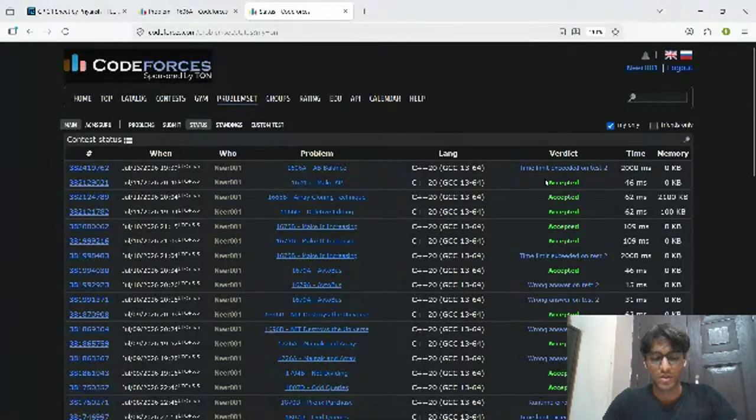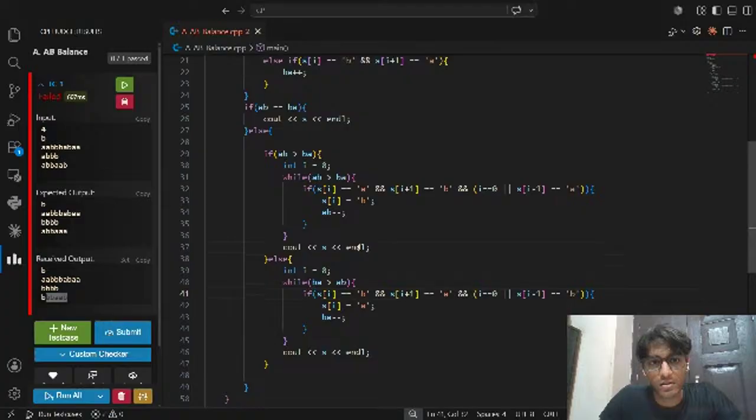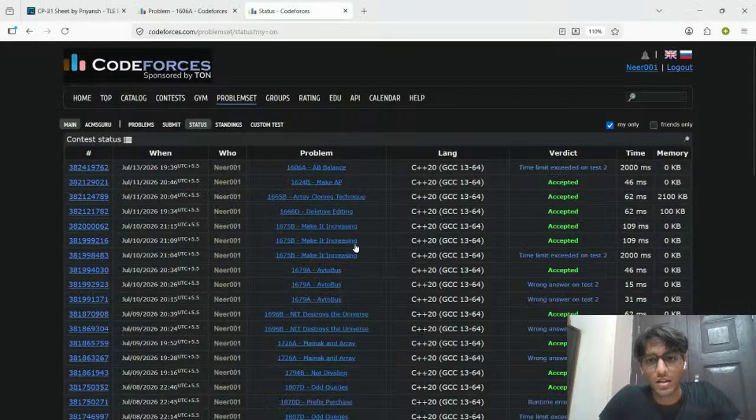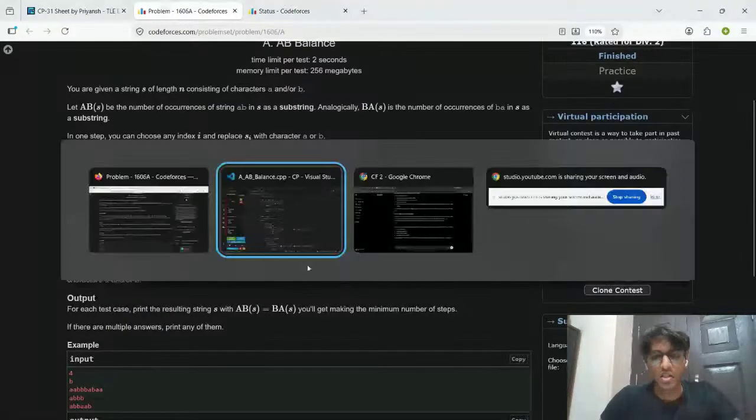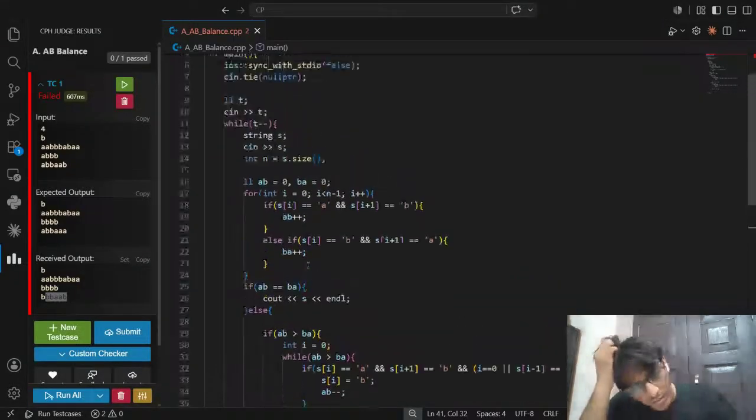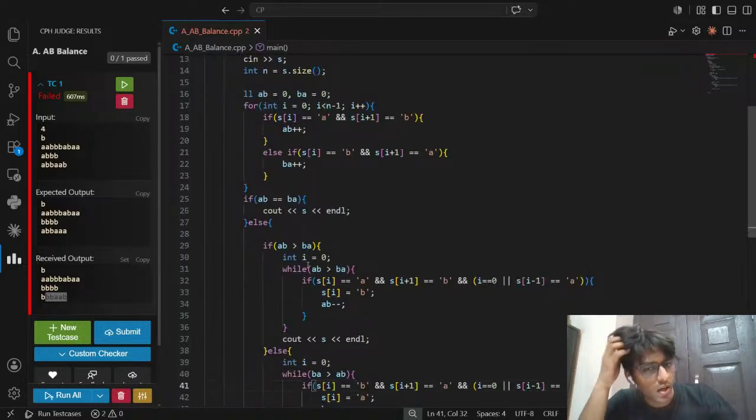I really want to do this. So why is there a TLE? T is at max 1000 and S is less than 100, so 100 into 1000 is 10 to the power 5. Now in my loop I have done while T minus minus, and then inside it's while AB is greater than BA.